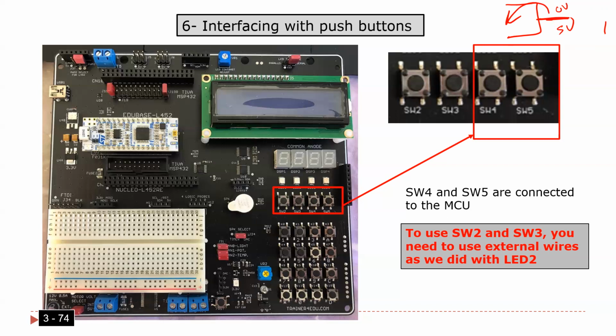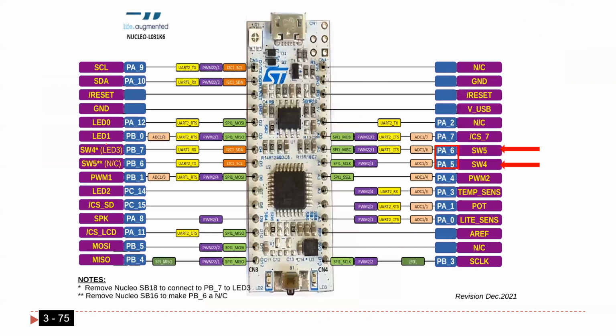Any questions? Okay. So what I'm going to teach now is what we need in the coming lab. This is the focus of the coming lab. As you see here, guys, we have 4 push buttons, but actually only these 2 are connected to the board. To which pin? As you see here, we have a switch 4 and a switch 5. Switch 4 is connected to PA5, and switch 5 is connected to PA6.